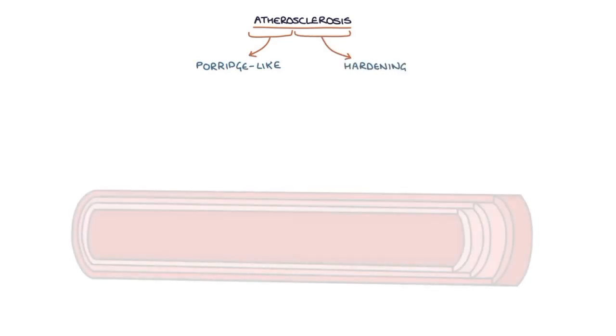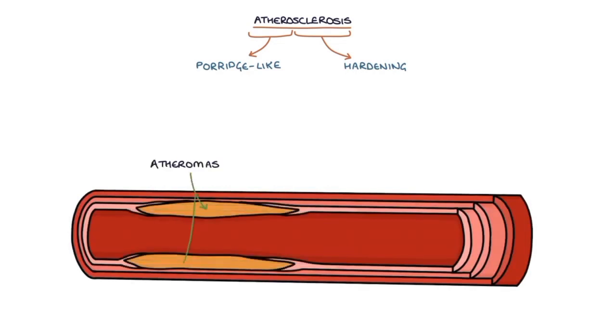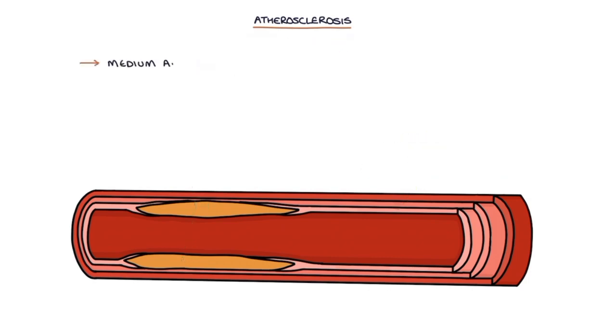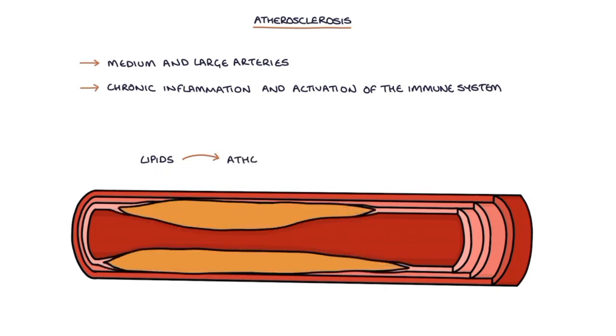Let's talk about atherosclerosis. Athero refers to soft or porridge-like, and sclerosis refers to hardening. Atherosclerosis is a combination of atheromas, which are fatty deposits in the artery walls, and sclerosis, which is the process of hardening or stiffening of the blood vessel walls. Atherosclerosis affects the medium and large arteries. It's caused by chronic inflammation and activation of the immune system in the artery wall. Lipids are deposited in the artery wall, followed by the development of fibrous atheromatous plaques.